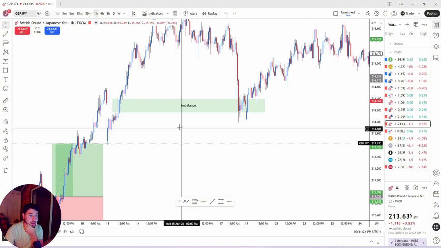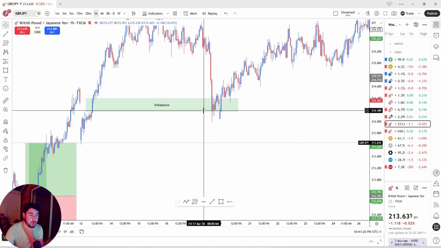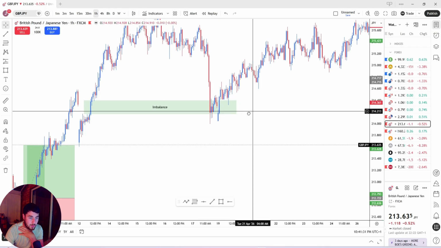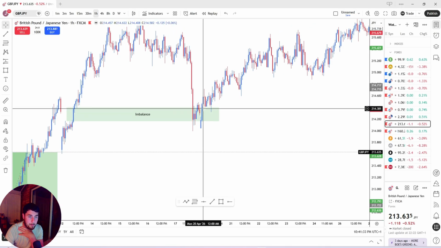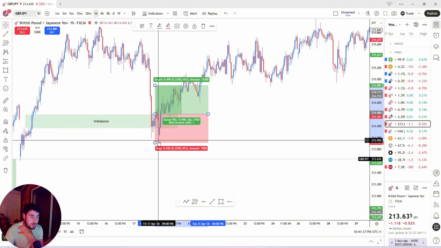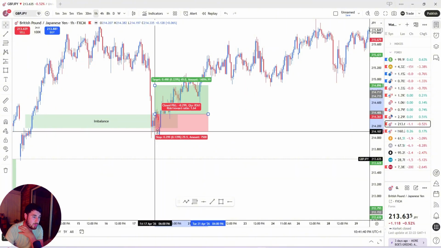I'll drop down to the 1 hour. I would see what's going on. This tapped into the imbalance, didn't really close below it. You could have entered here for a 1 to 2. So I would have entered off the imbalance. I would have probably put my stop loss there and would have got a start target.